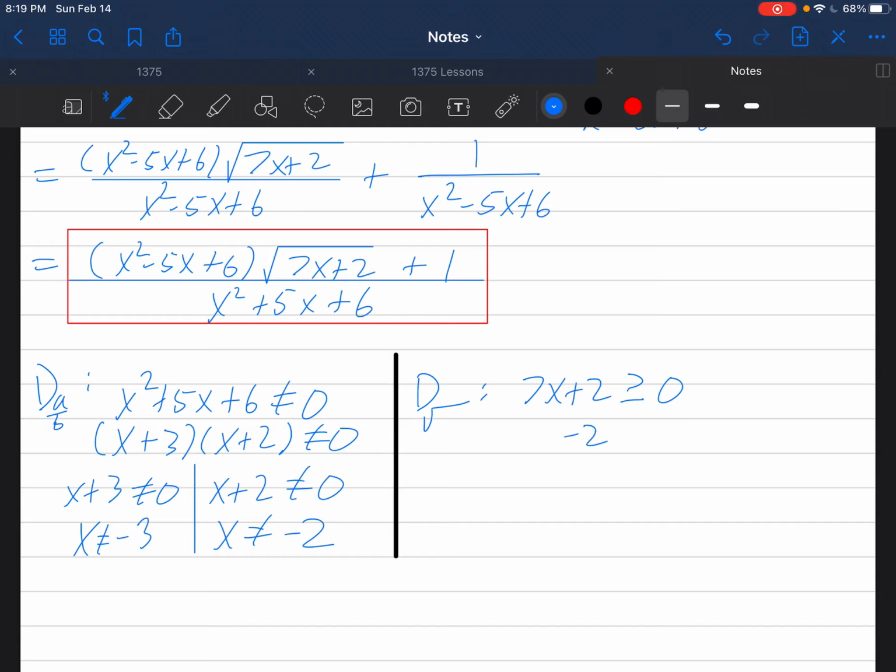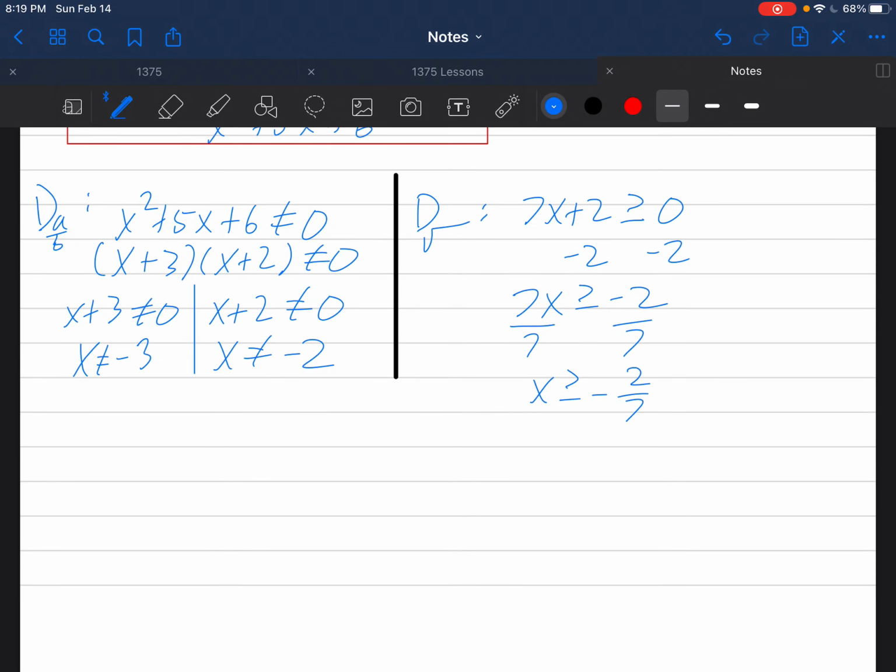So subtract 2 from both sides. 7x is greater than or equal to negative 2. And then we can solve this inequality by dividing by 7. And we get x is greater than or equal to negative 2 over 7. So we have 3 sets of restrictions here, right? X cannot equal negative 3, it cannot equal negative 2, and it also has to be greater than or equal to negative 2 over 7.